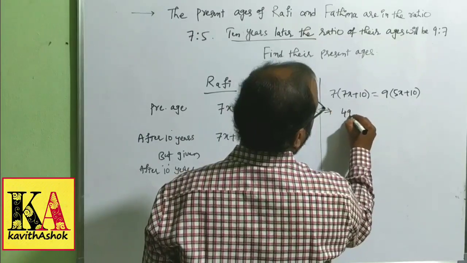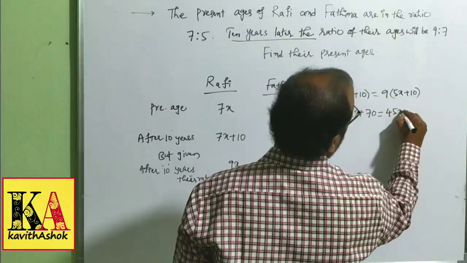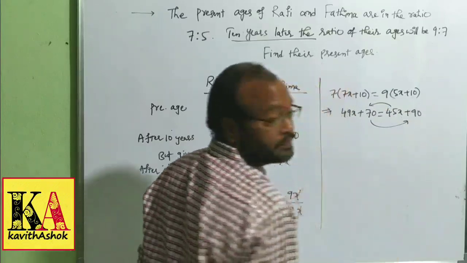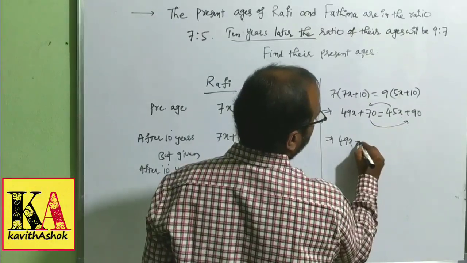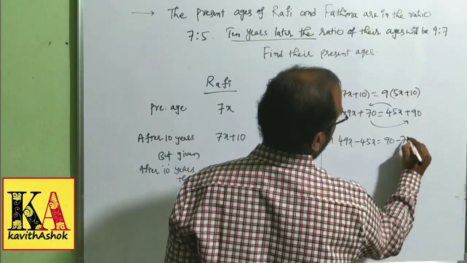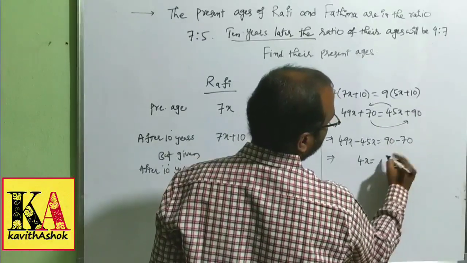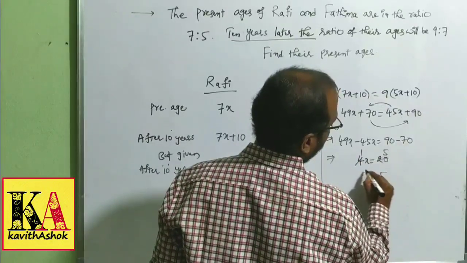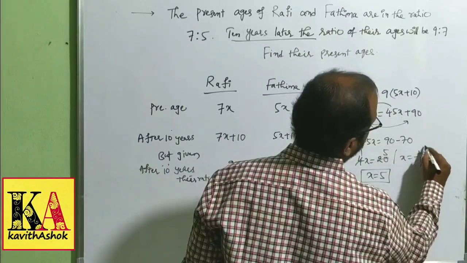7 sevens are 49x plus 7 tens are 70. 9 fives are 45x, 9 tens are 90. Take this 45x to the left, 70 to the right. Now 49x minus 45x, and 90 minus 70. 49x minus 45x is 4x. 90 minus 70 is 20. 4 fives are 20, so x is equal to 5. Or simply we can write x is equal to 20 by 4, then also we get the same answer. x is equal to 5.